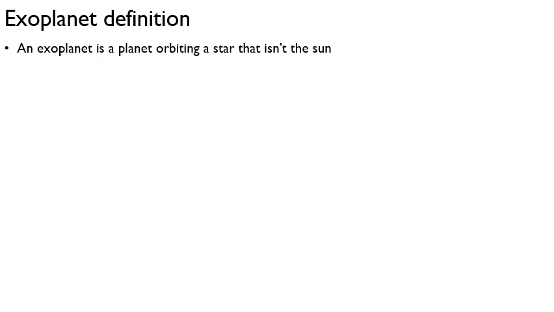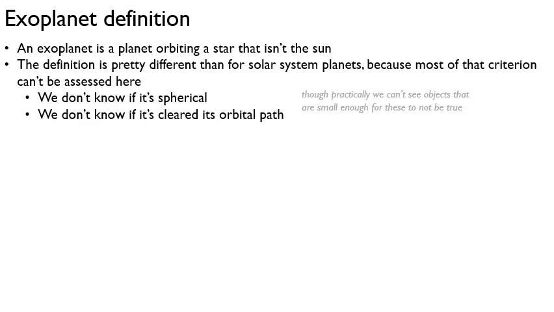When we talk about exoplanets, we just mean an extrasolar planet. Right? It's a planet that's orbiting a star that is not our Sun. That's straightforward enough. But the definition has to be different than the definition that we use for planets in our solar system. Because, for the solar system, we have these three criteria.